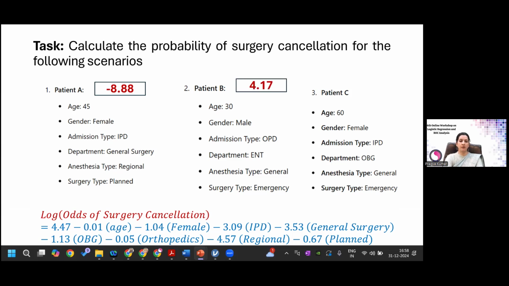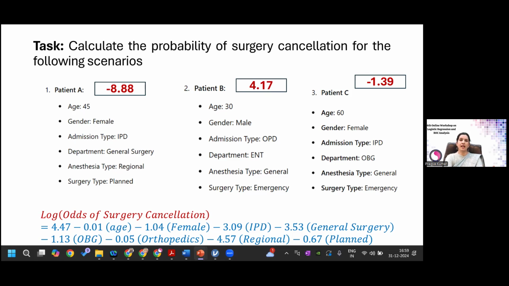Similarly, if I calculate this for patient B, since everything is reference category, everything will become 0 except age, because age is 30. So 4.47 minus this thing will be 4.17. Similarly, for a third patient, I am using a mix. Some I took as a reference, the other not as a reference. So the value comes as minus 1.39.